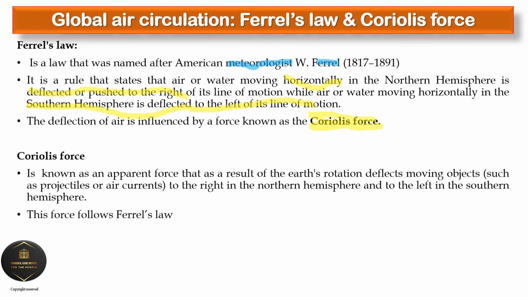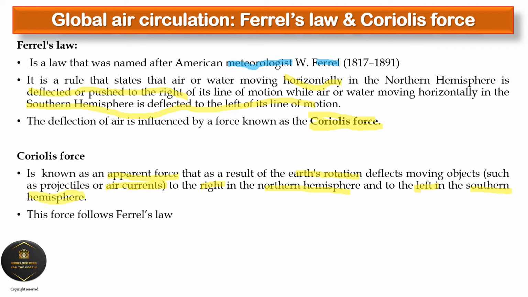And what is that force? The Coriolis force is the apparent force that results from the Earth's rotation. So the Earth's rotation leads to the deflection of moving objects such as projectiles or air currents. So the Coriolis force will deflect this moving air to the right in the northern hemisphere, remember that, and to the left in the southern hemisphere.